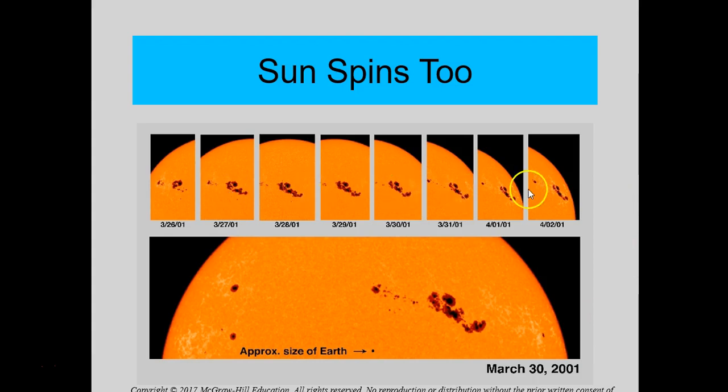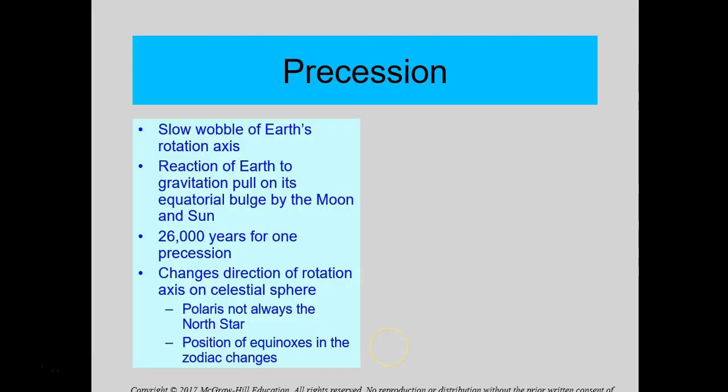We can see that the sun also rotates. You can see the sunspots move across it. And here you can see about how big the Earth is compared to the sun itself. Now the third motion of the Earth is the one that's more interesting, and it's the one that you definitely don't notice, but will have an impact over time.